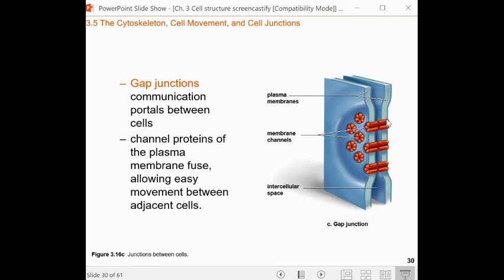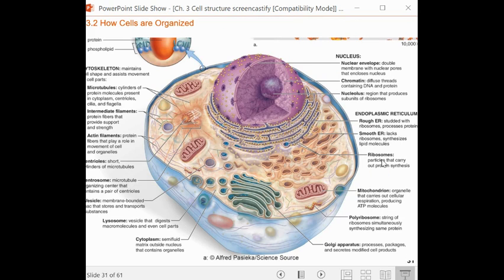The last one are the gap junctions, and you use these where you want to allow for things to be able to move back and forth between cells. So they actually have these little tiny holes within them which allow channels. Places you might want this is like in the heart, where you want those molecules to transmit very quickly so you can get that coordinated movement.